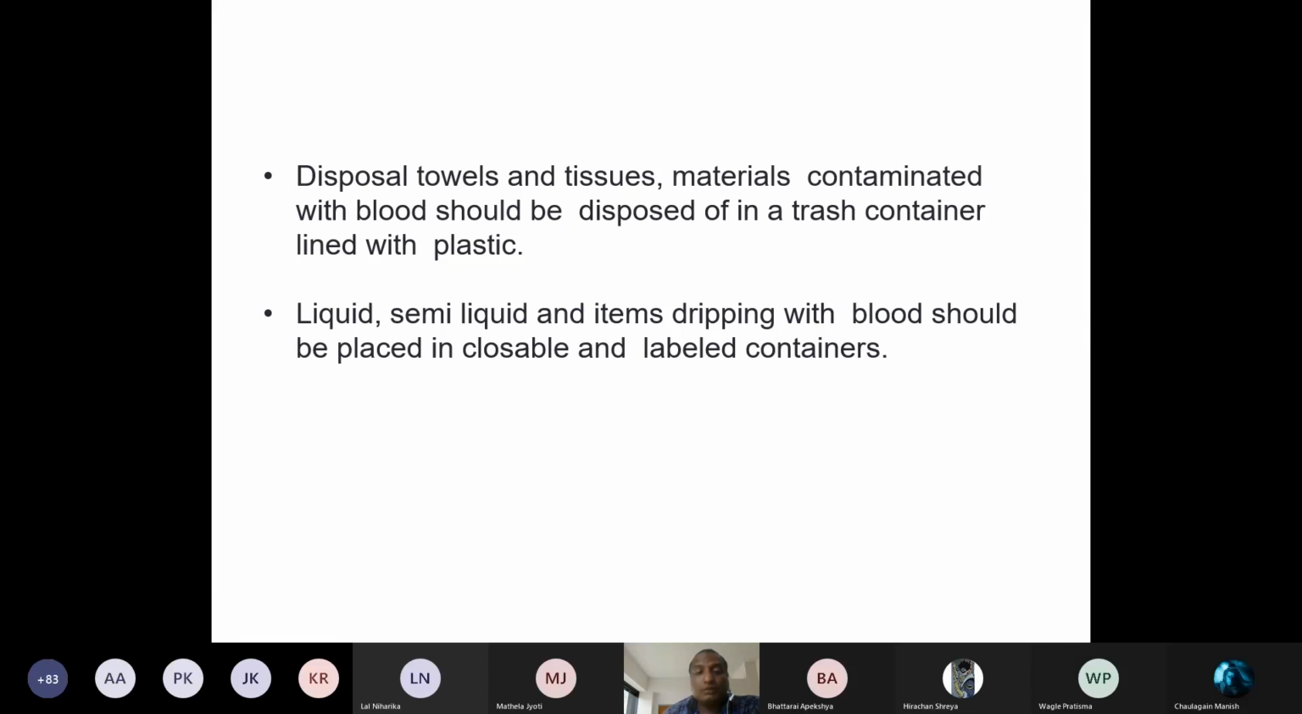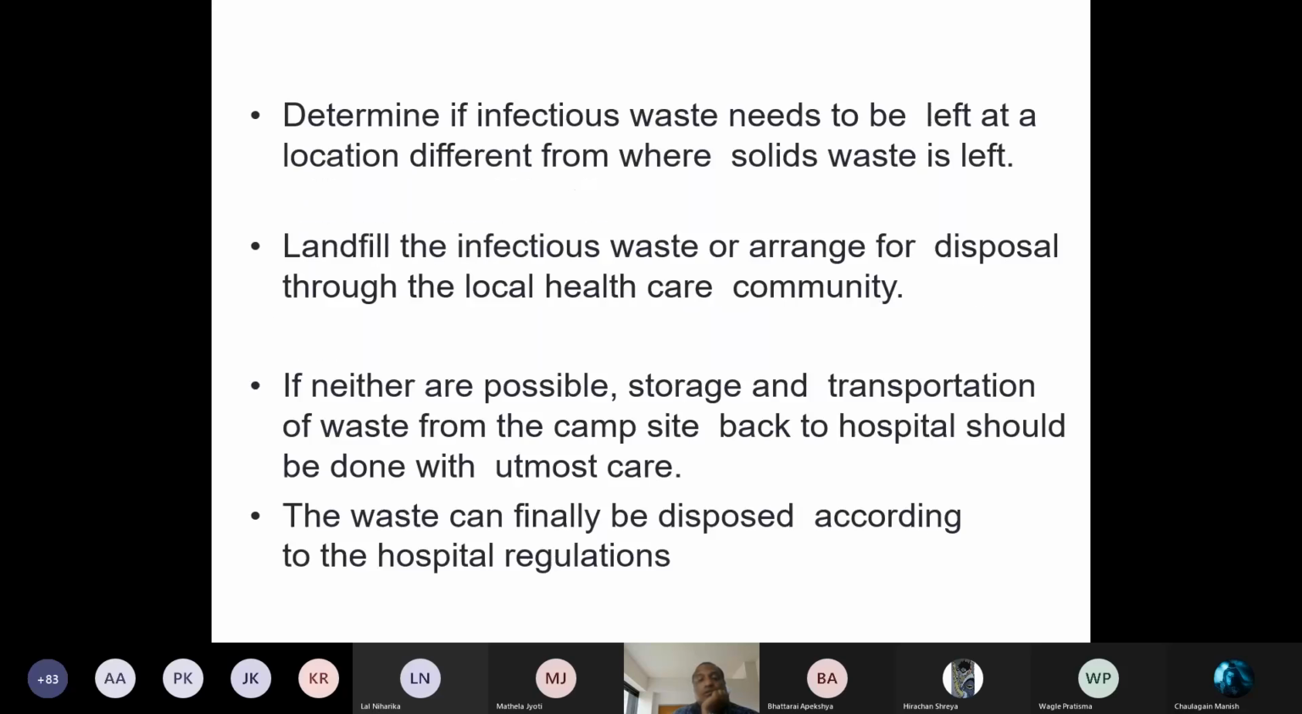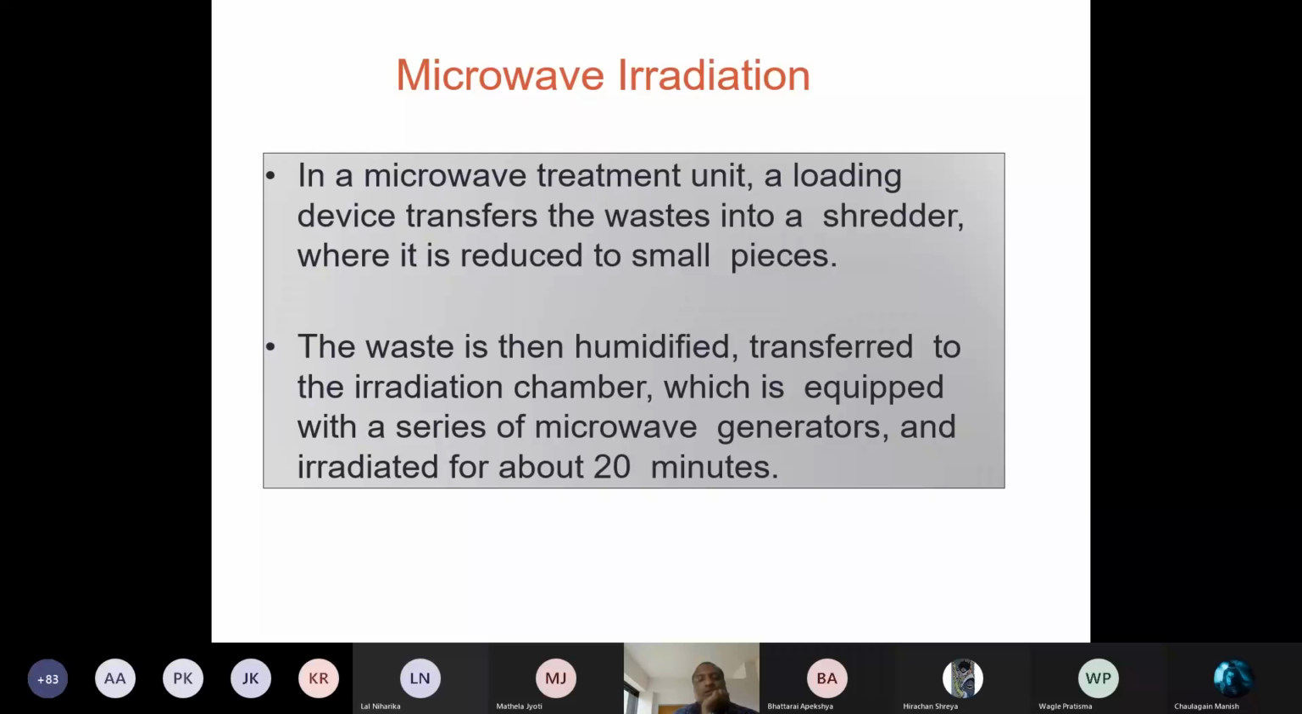Now, disposable towels and tissues, once used, may be sterilized and reused, but some of the things, some of the clothes, should be disposed of in a trash container lined with plastic. Okay, I think these are some of the things.